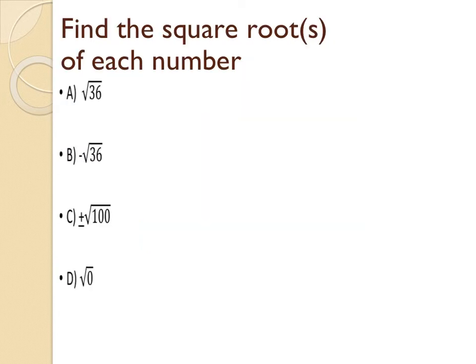So find the square roots of each number. So I know that the square root of 36, because it's positive 36, I'm going to have only one number because I have the radical sign here. It's going to be 6, because 6 times 6 equals 36.